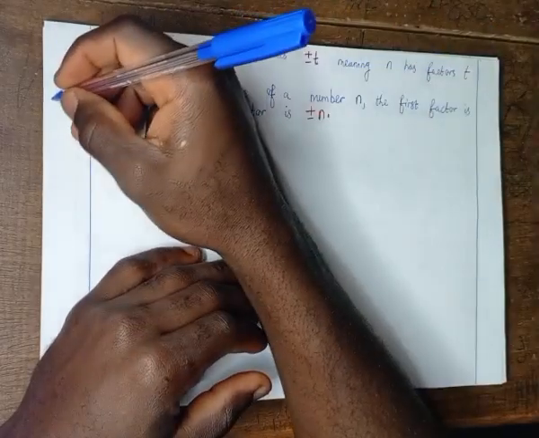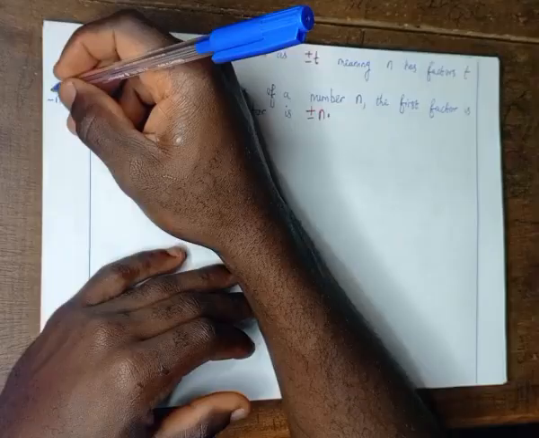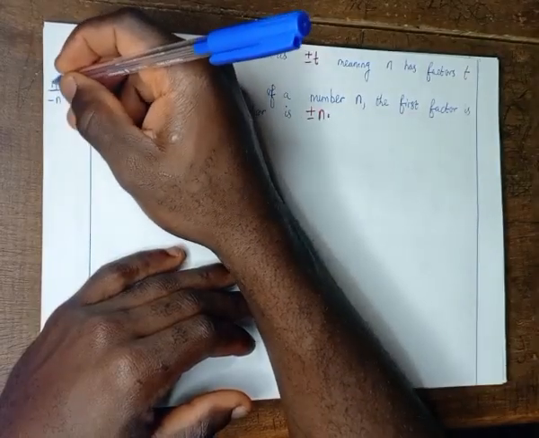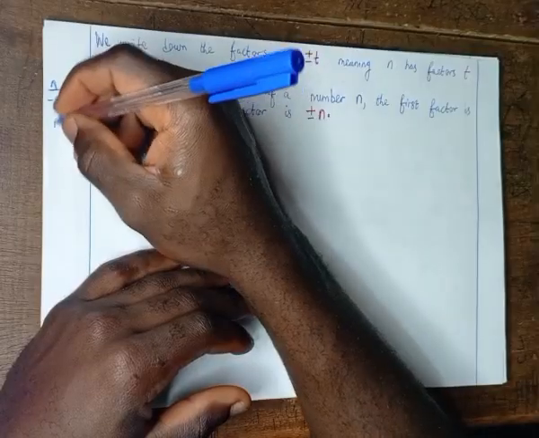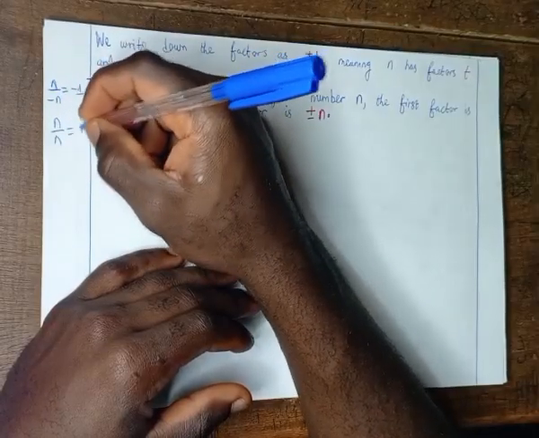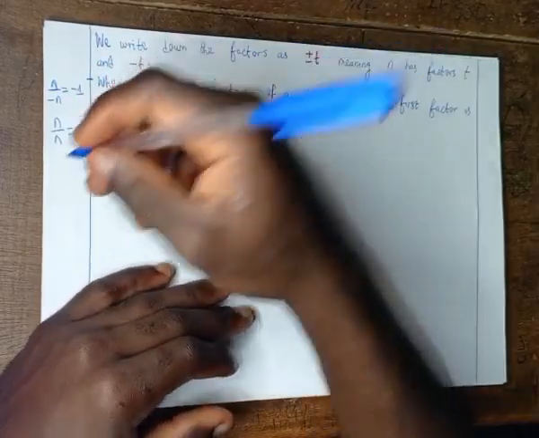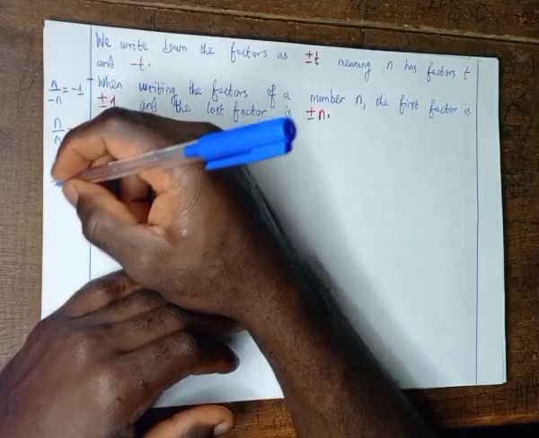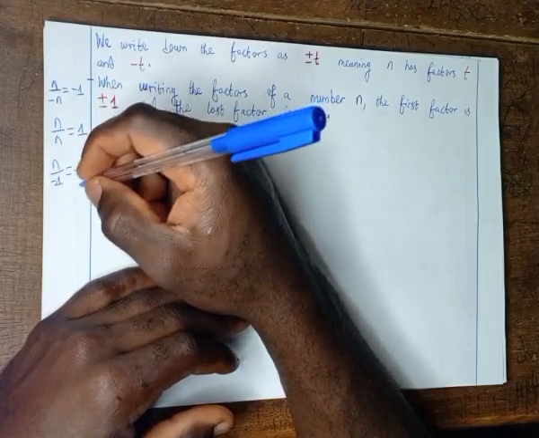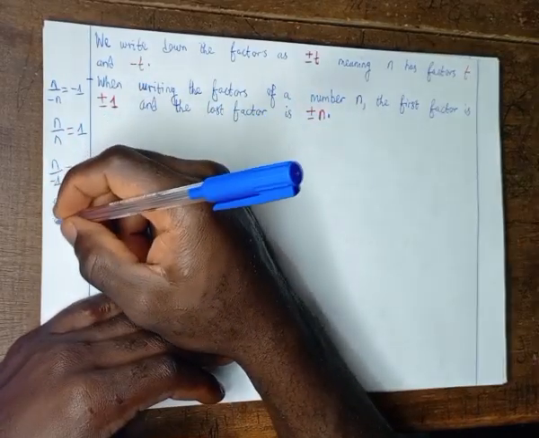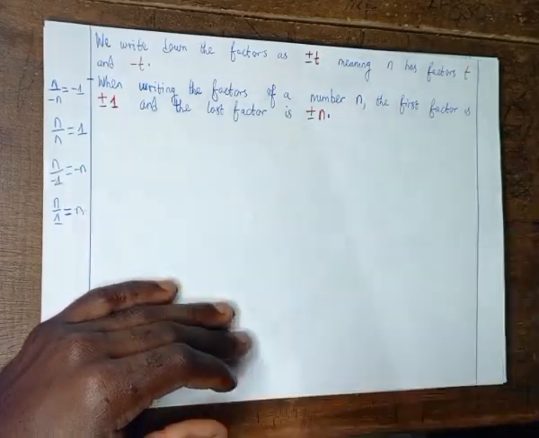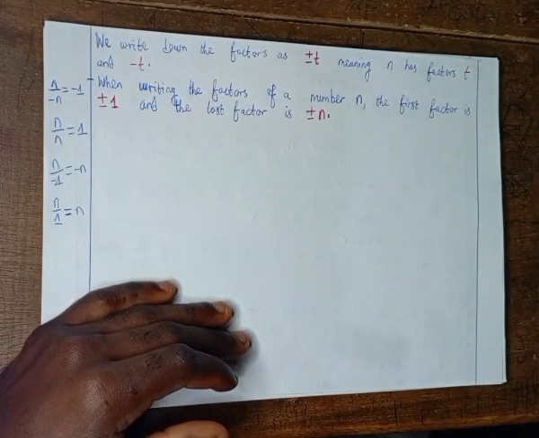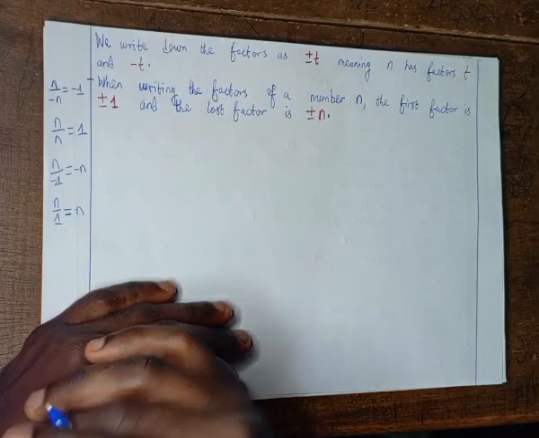Take for example, if you divide n by negative n, this will simply be equal to negative 1, which is a whole number. If you divide n by positive n, this will simply be equal to 1, which is a whole number. If you divide n by negative 1, it gives negative n, which is a whole number. If you divide n by 1, it gives us n, which is a whole number. So you take note of that.